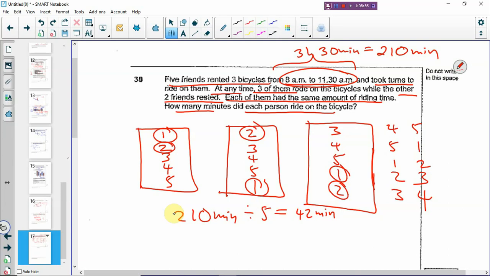So how long did everybody ride on the bicycle? You take 42 minutes and you times 3, because each time on the bicycle is 42 minutes. And if everybody rode on the bicycle 3 times, then what is the total minutes that each person rides on the bicycle? So you take 42 times 3 and you will get 126 minutes. So each person must have rode on the bicycle for 126 minutes. And then how about the rest of the time? The rest of the time you will be resting.